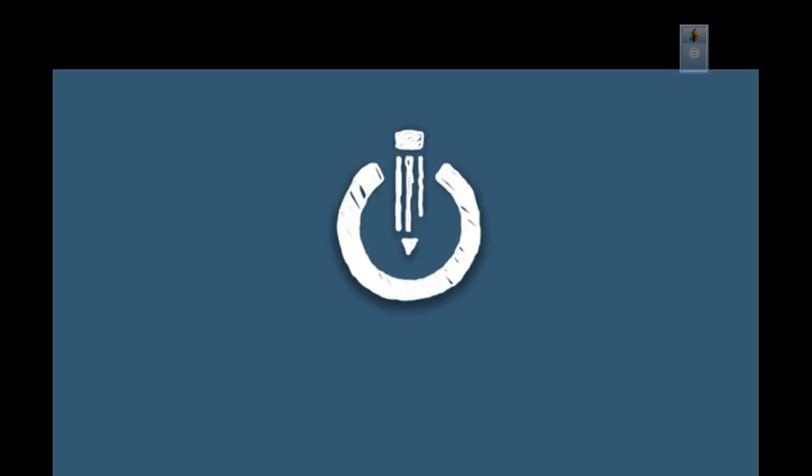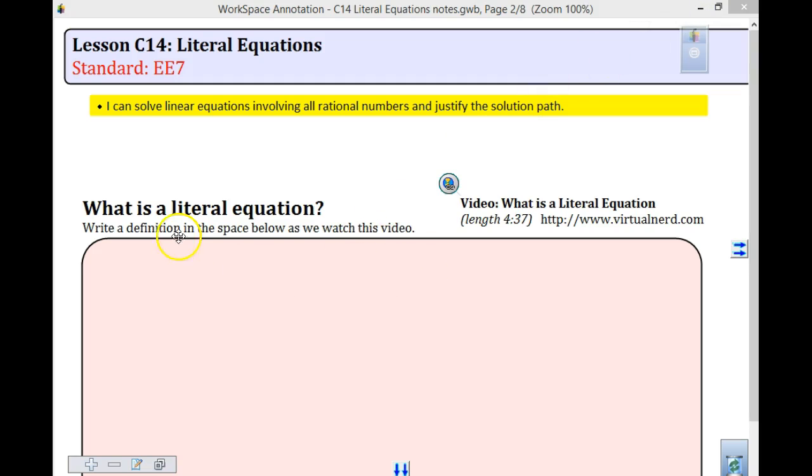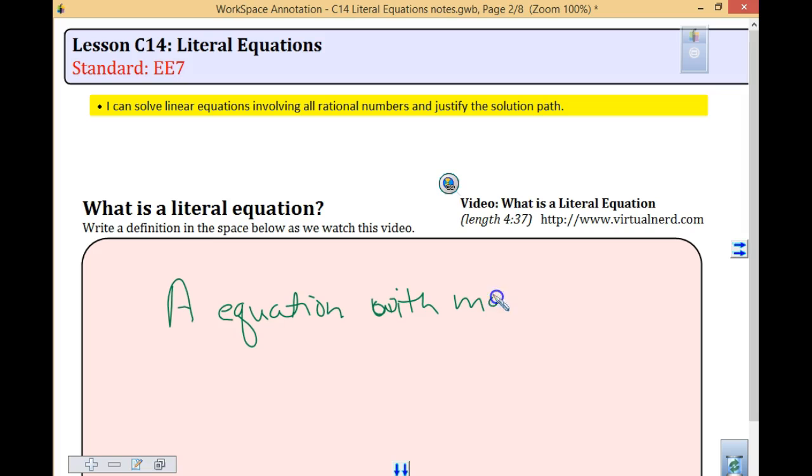So when we think about that, what we want to be thinking about, literal equation, the main definition they said was what? Raise your hand. Audrey, go ahead. An equation that has more than one variable. An equation with more than one variable. Okay? We have been working with those, right? An equation with more than one variable.